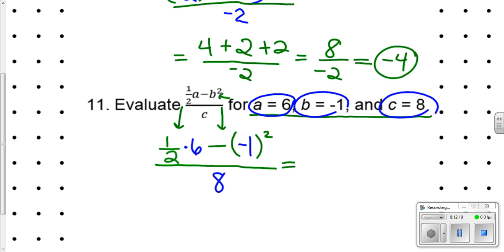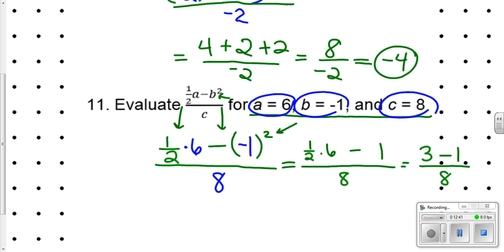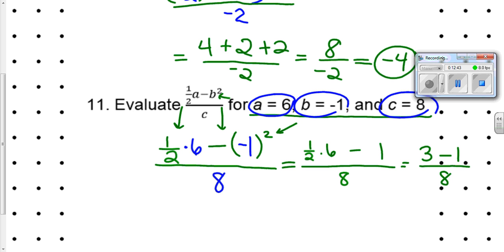So I'm going to start with 1/2. No, I'm not. I'm going to start with my exponents. -1 squared. Well, -1 times -1 is +1, right? But in front of that, I have 1/2 times 6 minus 1, all over 8. Okay, continuing on, 1/2 times 6, that's just half of 6, so I've got 3 minus 1 all over 8. And then 3 minus 1 is 2 over 8. I'm going to simplify, make it a 4th, call it a day.